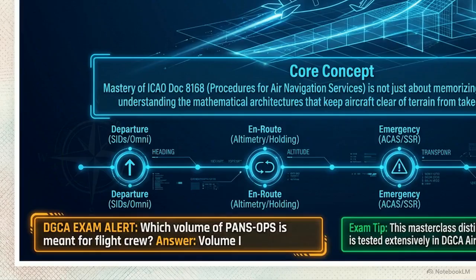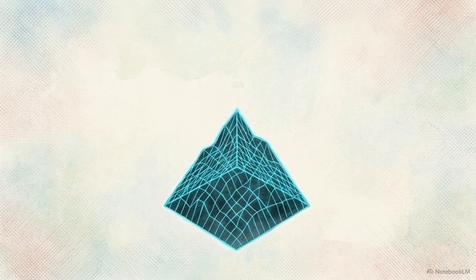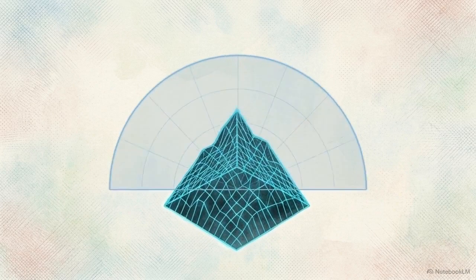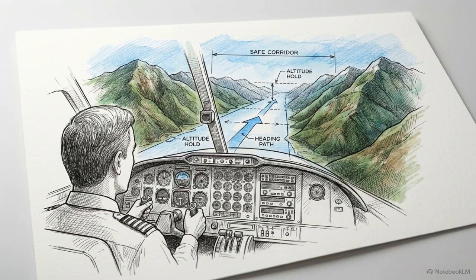This structural timeline maps the entire sequence of a flight. We will track the specific regulations governing departures, map the en route altimetry and holding procedures, and conclude with the descent through the approach segments. Every parameter in Document 8168 defines a physical boundary in space. Understanding this geometry allows a pilot to verify the safety of a procedure, rather than just following an instrument needle.